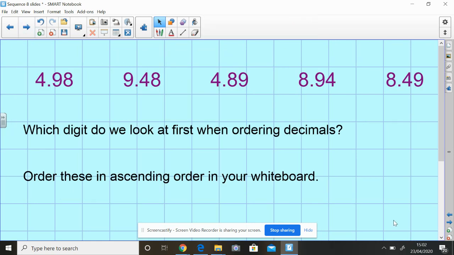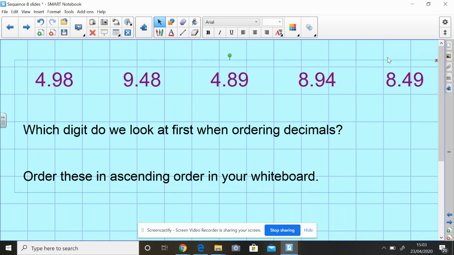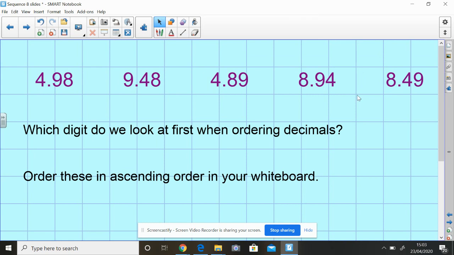Okay, so which digit do we look at first when ordering decimals? We always look at the ones column, or the first digit that there is. So you can pause the video here, and you're going to order these decimals: 4.98, 9.48, 4.89, 8.94, and 8.49. A lot of the same numbers, in ascending order.